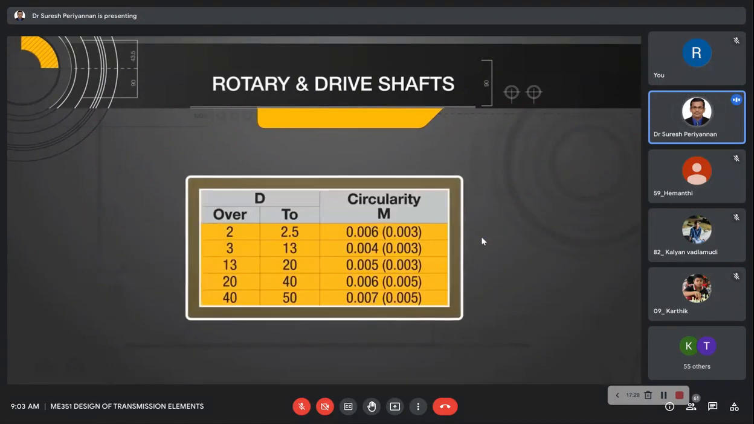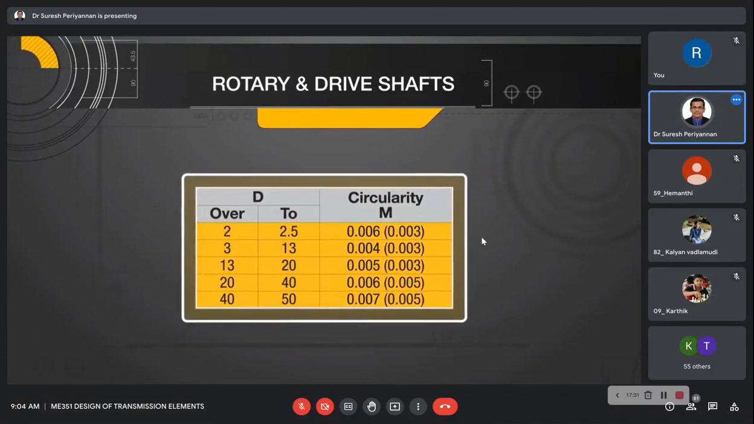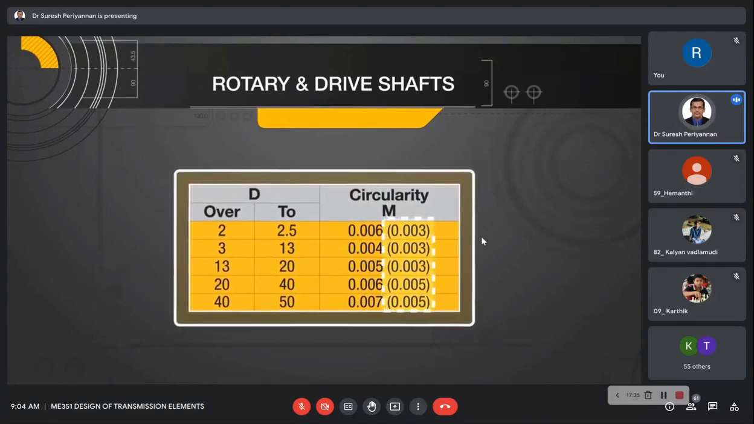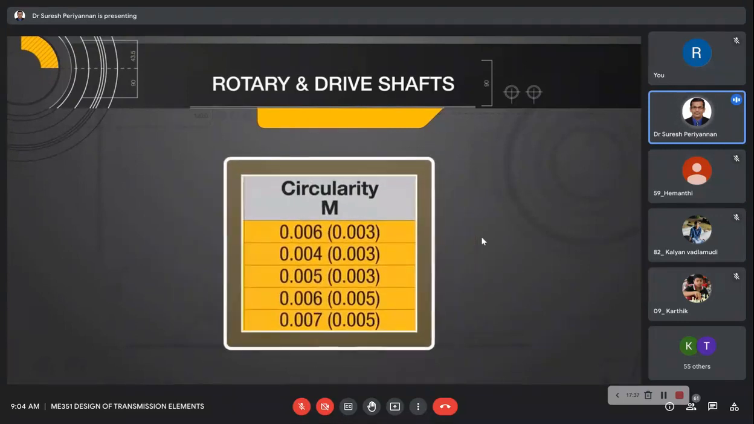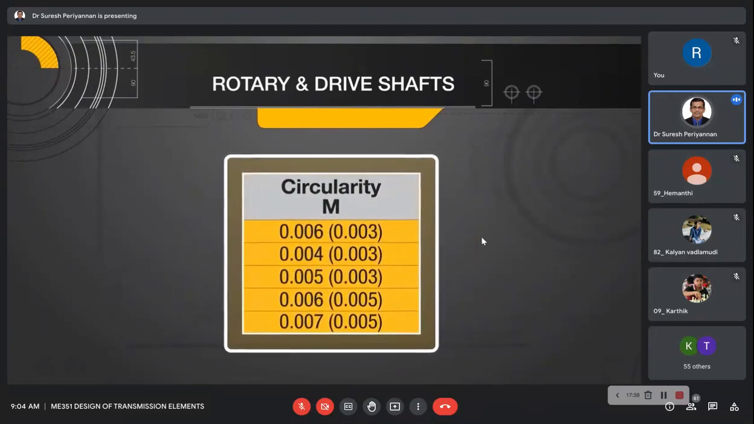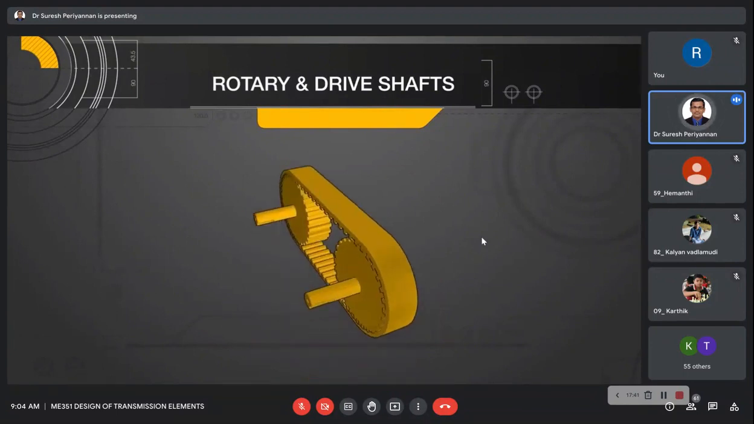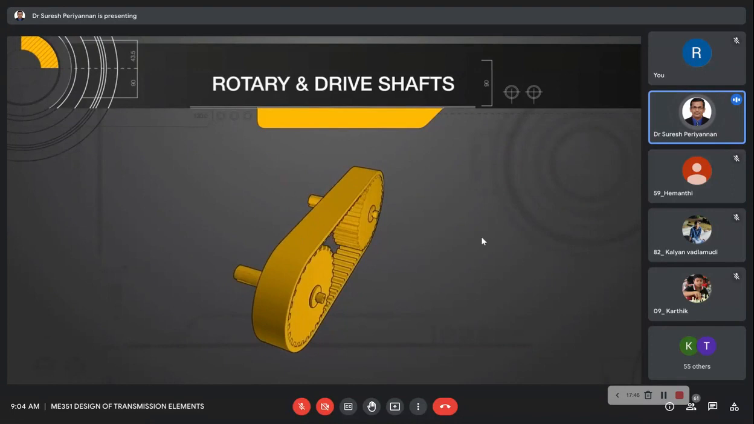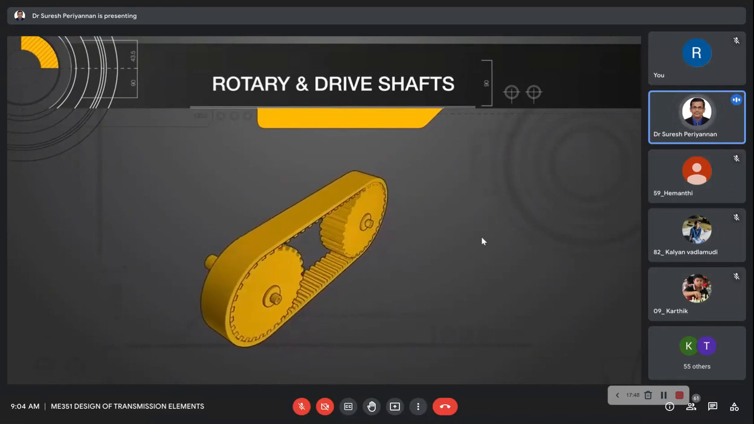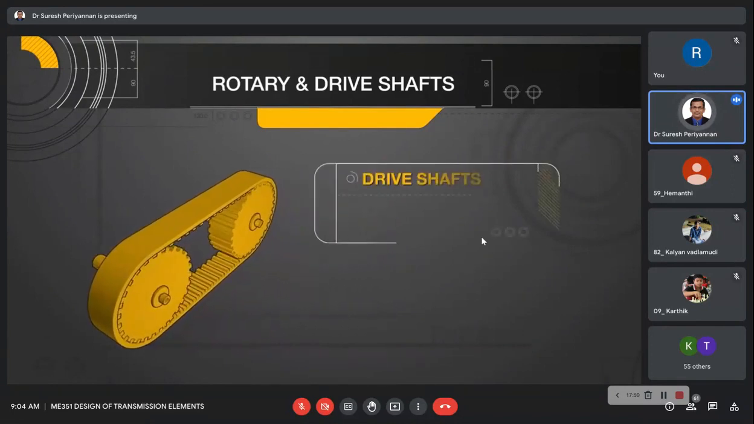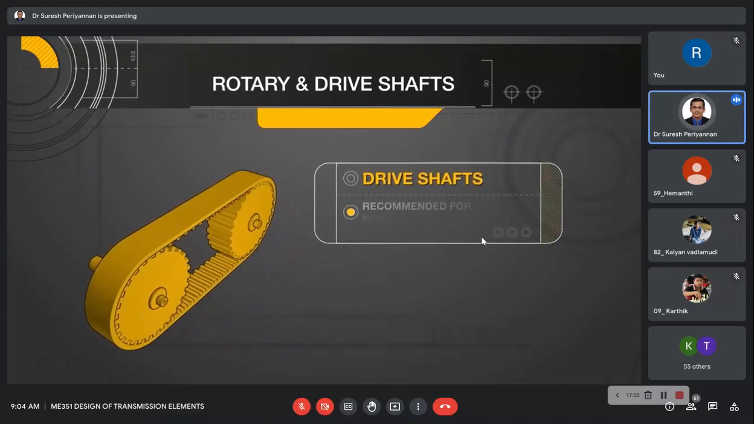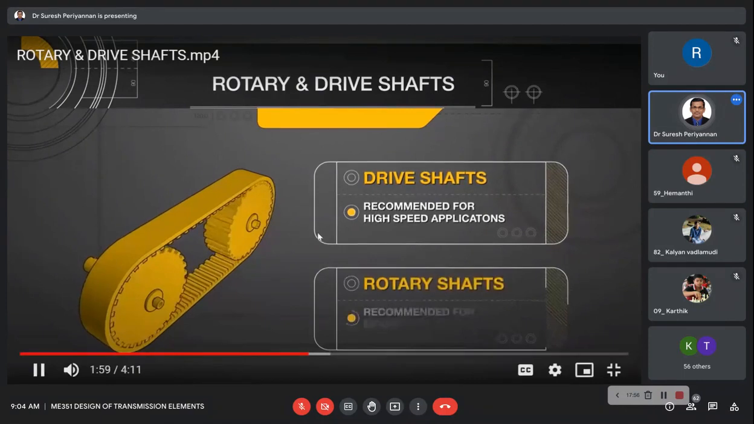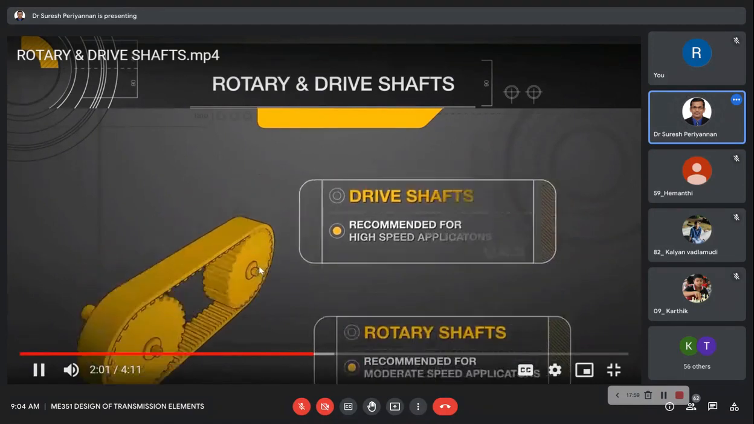Here is a chart showing the circularity tolerances of rotary and drive shafts. The drive shaft tolerances are shown in parentheses. As you can see, the drive shaft numbers are smaller than the rotary. This circularity tolerance is important as it relates to the shafts rotating accurately without causing unnecessary vibration. Since drive shafts have a higher tolerance, these shafts are recommended for use in applications with high speed, and rotary shafts for moderate speed applications.